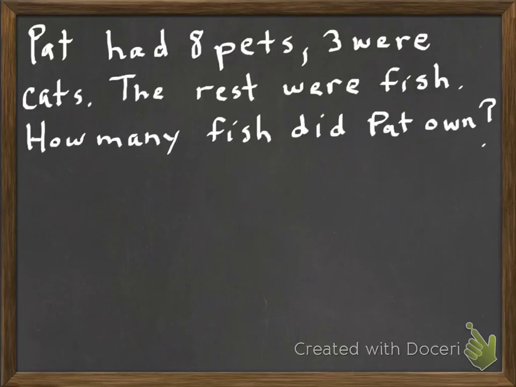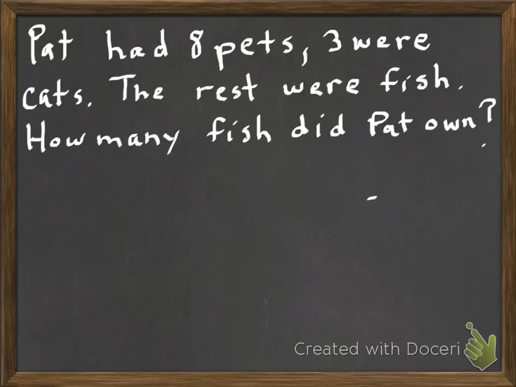Try this next problem. It's similar to the last one. Pause the video and make a bar model. Pat had 8 pets. 3 were cats. The rest were fish. How many fish did Pat own?